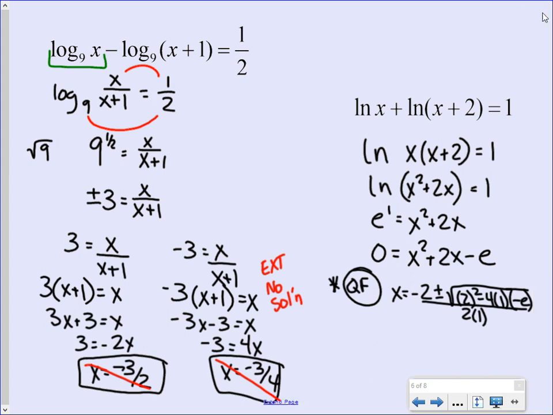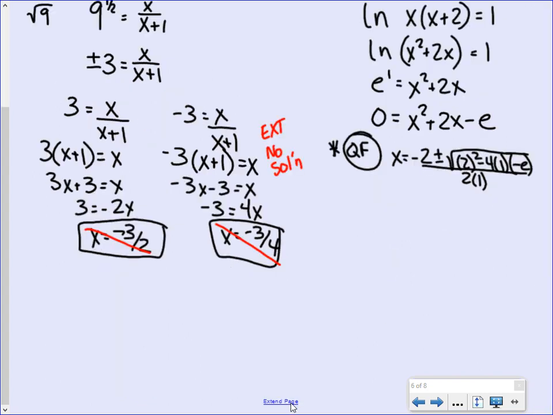I would hold off for as long as possible on evaluating my e, so I might do this stuff underneath. x equals negative 2 plus or minus the square root of, this would be 4 plus 4e, all over 2. And then I might start to do my calculator work to simplify that out. In my calculator, when I want e, I'm just going to pull up the second ln, get my e, and raise it, in this case, to the first.